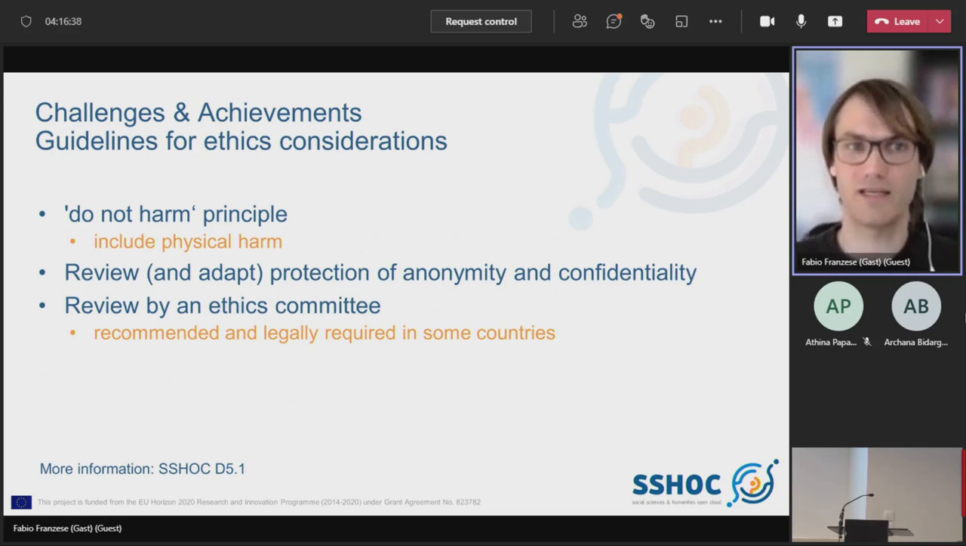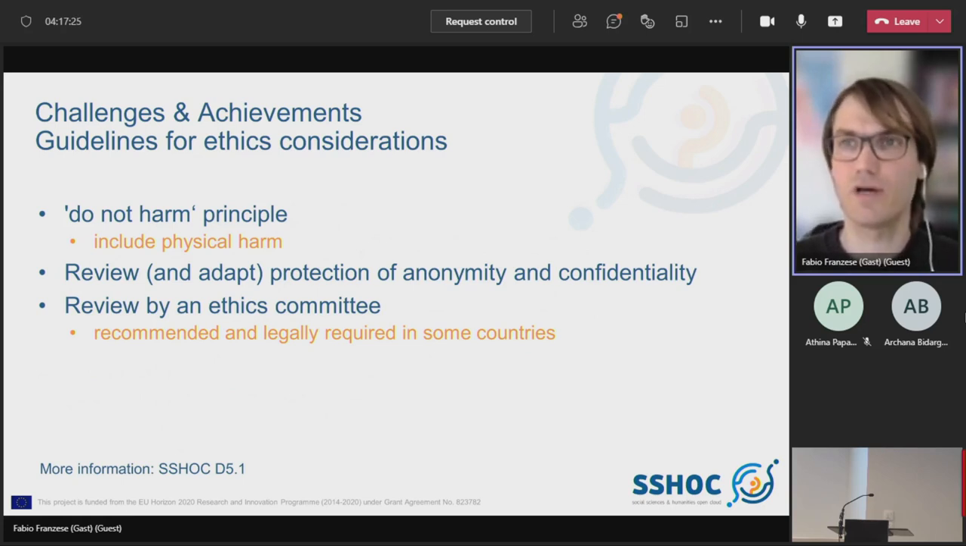And one very important thing here is the do no harm principle that we identified as very crucial. Normally for us that means no harm in terms of anonymity or data security, but here it actually includes physical harm when we take blood of people or we ask people to wear this accelerometer device on their thigh. This is attached with a medical adhesive tape, and some people have an allergy or get skin irritations from that. So it's actually physical harm included here.